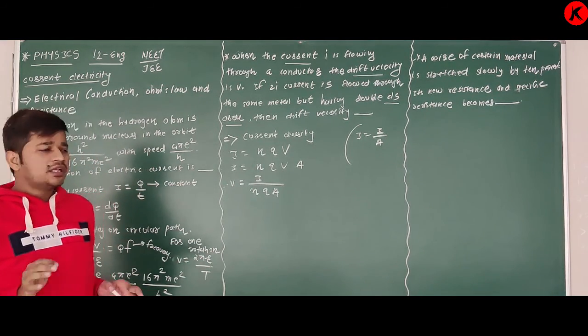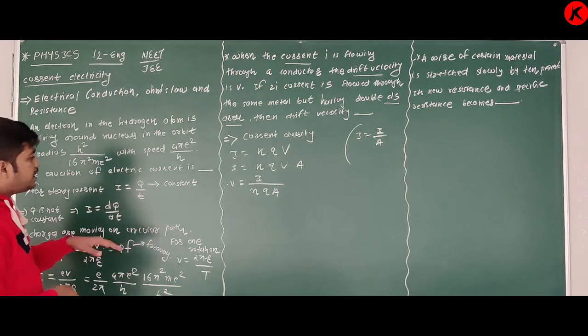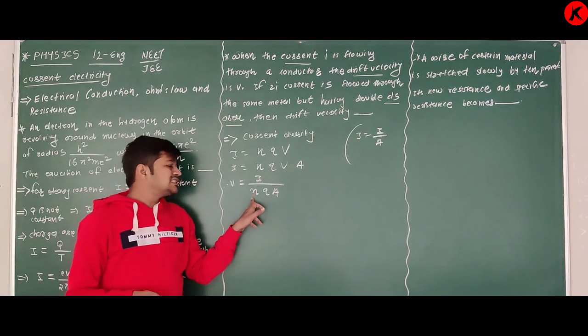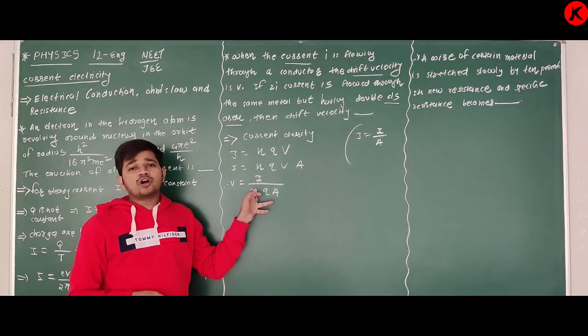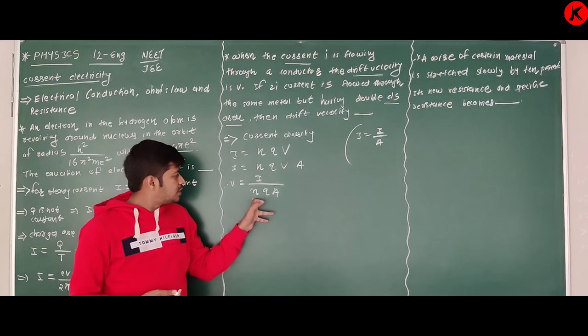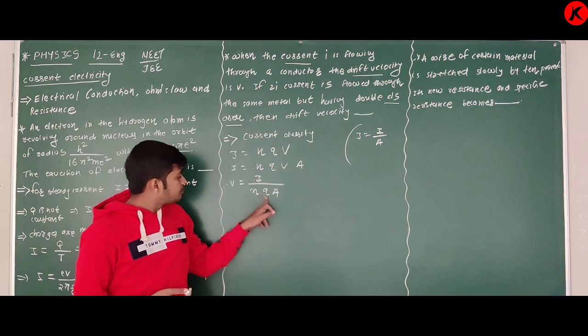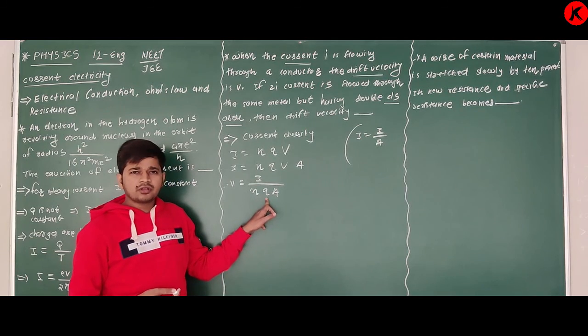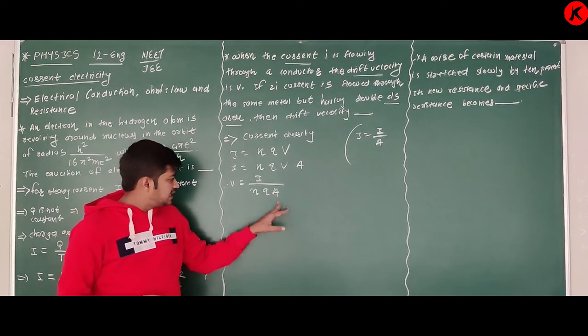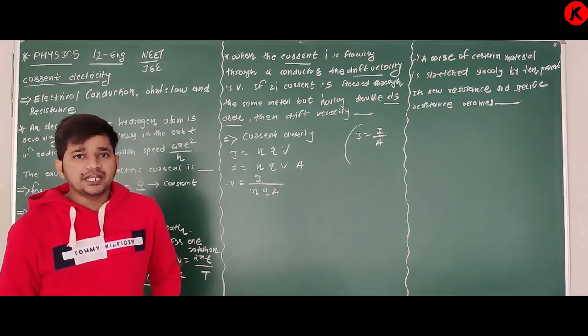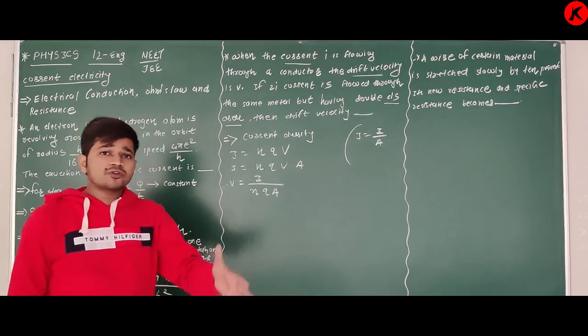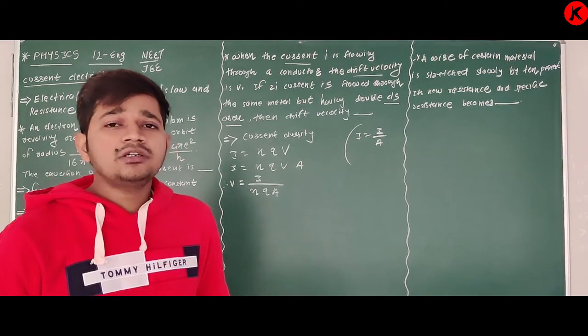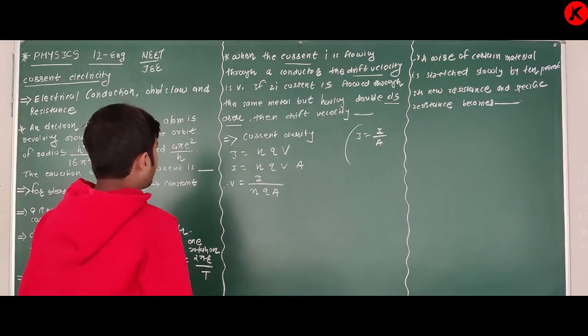So V is drift velocity, I is current. What is N? N is the number of electrons per unit volume. Q means charge, and A is the cross-sectional area.